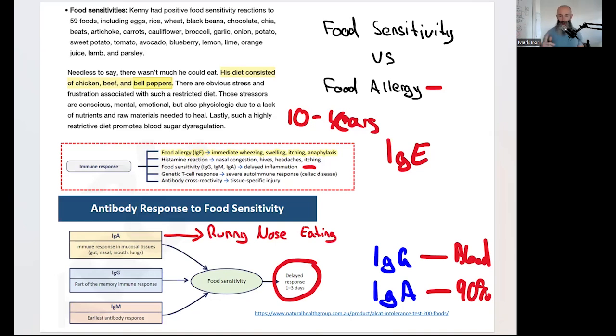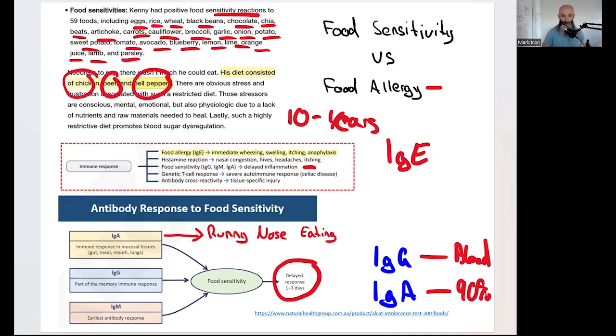And this is just one example. I'll give you another one in a moment. So they tested his genetics, they tested his food sensitivities, and they found that he had a lot of inappropriate immune response food sensitivities. And I'll show you how this plays out in a moment. But he's tested positive to food sensitivity reactions to eggs, rice, wheat, black beans, chocolate, chia, beets, artichoke, carrots, cauliflower, broccoli, garlic, onions, potato, sweet potato, tomatoes, avocado, blueberry, lemon, lime, orange juice, lamb, and parsley. And he could only eat for the next 6 months chicken, beef, and bell peppers. But when he got through that, he was fine. He was like, thank God, I'm cured. So this is what can happen.